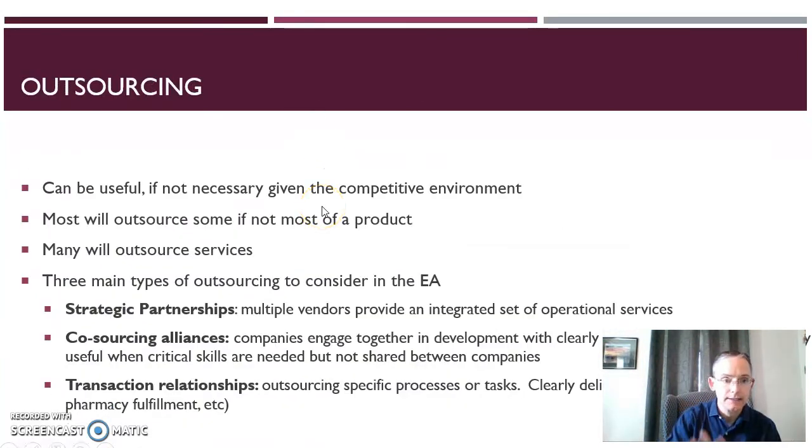Outsourcing can be useful. We said don't outsource the EA, but you can outsource parts of it. Most people will outsource, if not most, then some of the product at least, especially the services. There are three main types of outsourcing to consider in EA. Strategic partnerships, where you have multiple vendors providing an integrated operational service. Co-sourcing alliances, where companies are engaged together to develop clearly delineated responsibilities. That's useful when you have critical skills in each of the companies, but they're not necessarily shared; co-sourcing can be very valuable there. And then transactional relationships, which are just specific processes or tasks. Clearly delineate them, and then you execute them like a supplier.